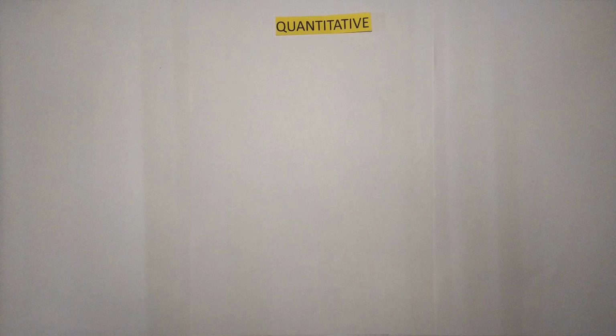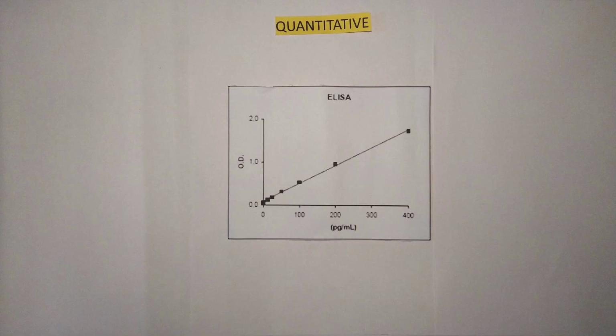After this, a graph is made. In this, the y-axis is denoted as OD readings and the x-axis is denoted as the concentration of the standard antigens. Then the unknown is interpolated and its concentration can be estimated.